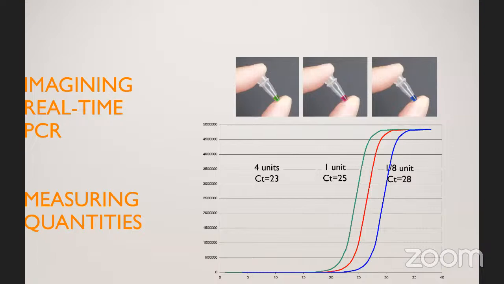So a line, or what we call the cycle threshold line, that we emanate from the 0 point here, cutting across this is what will give us this cycle threshold value, 23, 25, and 28. So real-time PCR is what can give us this kind of differentiation in quantifying a sample. Next slide.